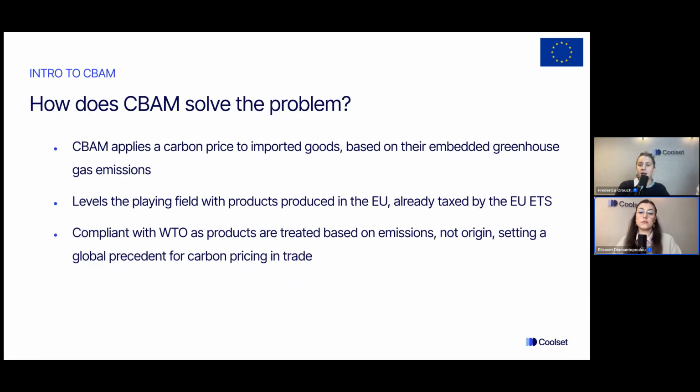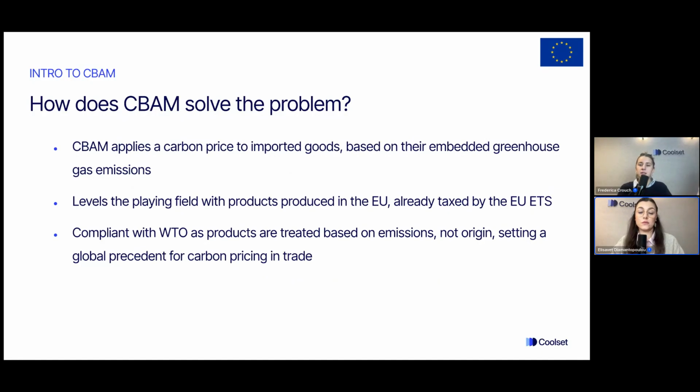As I said, it's applying a carbon price to these imported goods based on their embedded GHGs. So it's leveling the playing field for products produced within the EU and already taxed by the EU ETS, but also with those produced outside of the EU.